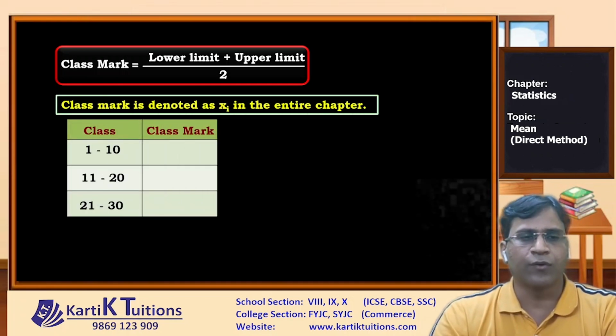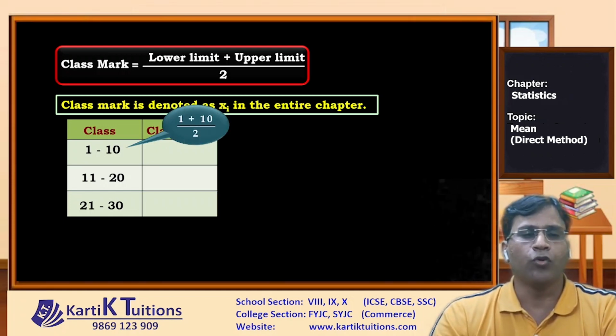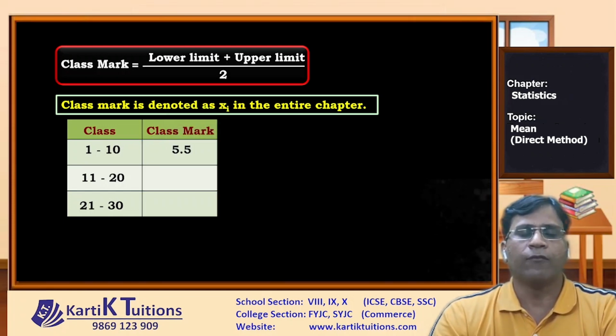Sir, how is that? See, I have taken one small example. I have taken the classes 1 to 10, 11 to 20, 21 to 30. Now to get the class mark, as the formula says, lower limit plus upper limit upon 2. For the first class, the lower limit is 1, the upper limit is 10. So 1 plus 10 upon 2 will give us 11 upon 2, and when you divide it, it becomes 5.5.